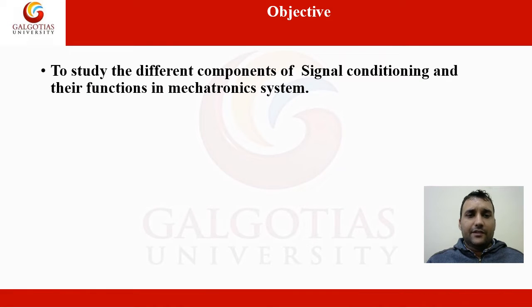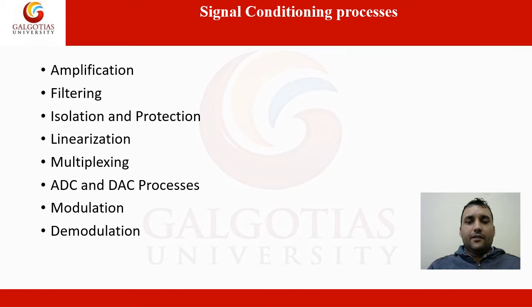The objective of today's lecture is to study the different components of signal conditioning and their function in a mechatronic system. The signal conditioning process has a few steps. First is amplification, then filtering, then isolation and protection, then linearization, then multiplexing, then ADC and DAC processes, then modulation and demodulation. Signal conditioning means refining the signal so that the noise and unnecessary components of that signal can be removed, and the signal fits in the linear curve.